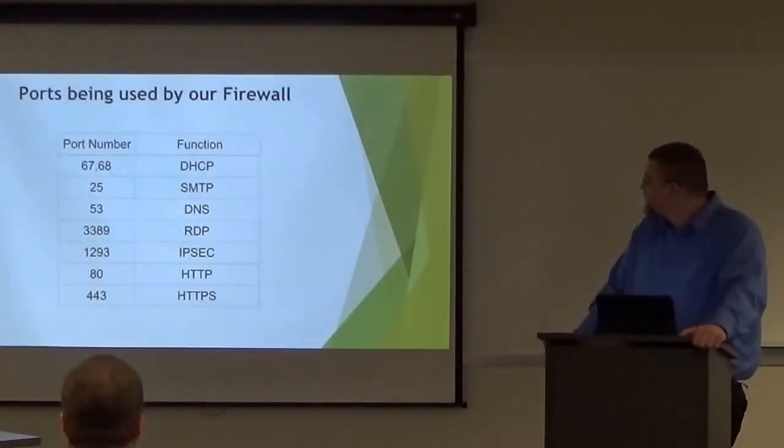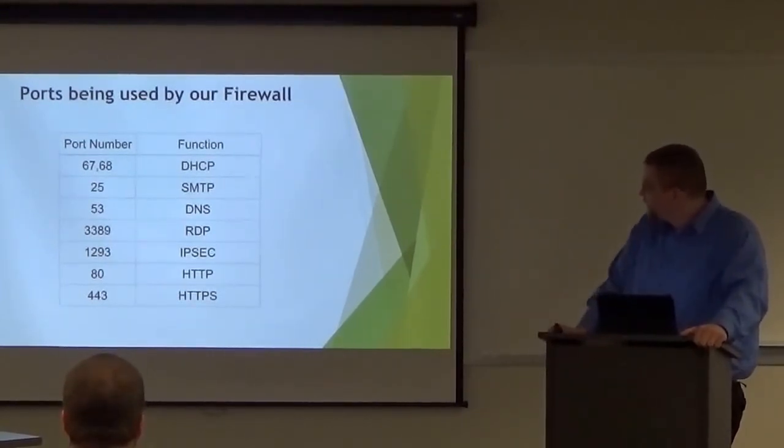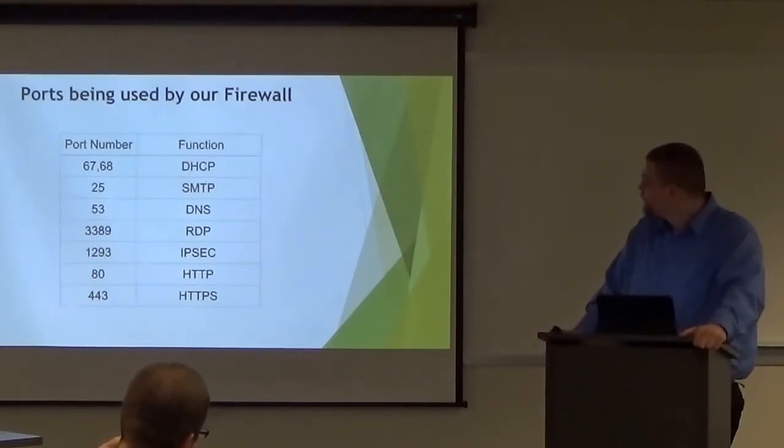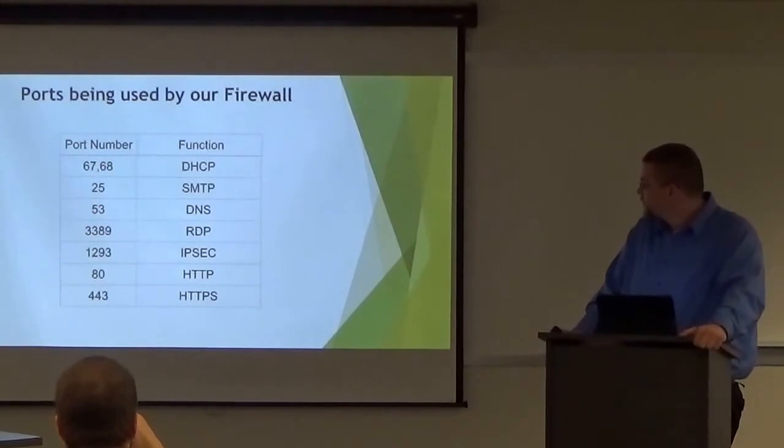Following is a list of ports that were used by our firewall or turned on. I'm only going to cover three for time's sake, also because previously most of the definitions of these acronyms were already covered, such as DHCP, DNS, RDP, and IPsec. So, port 25, simple mail transfer protocol. If you were to disable that, you would not get any outgoing email. Port 80, hypertext transfer protocol. If you were to disable that port, you would not have internet access. Port 443, hypertext transfer protocol secure. If you were to disable that, you would not have secure internet access.